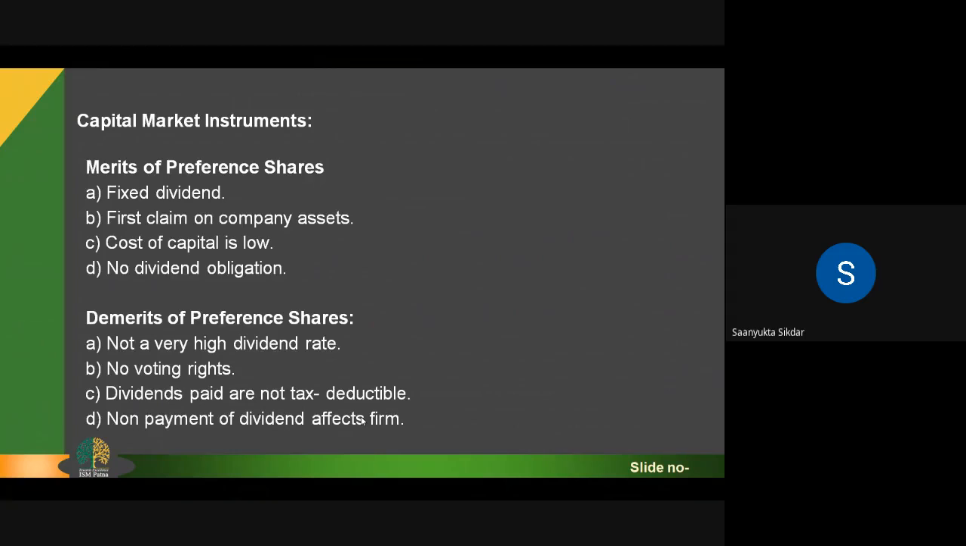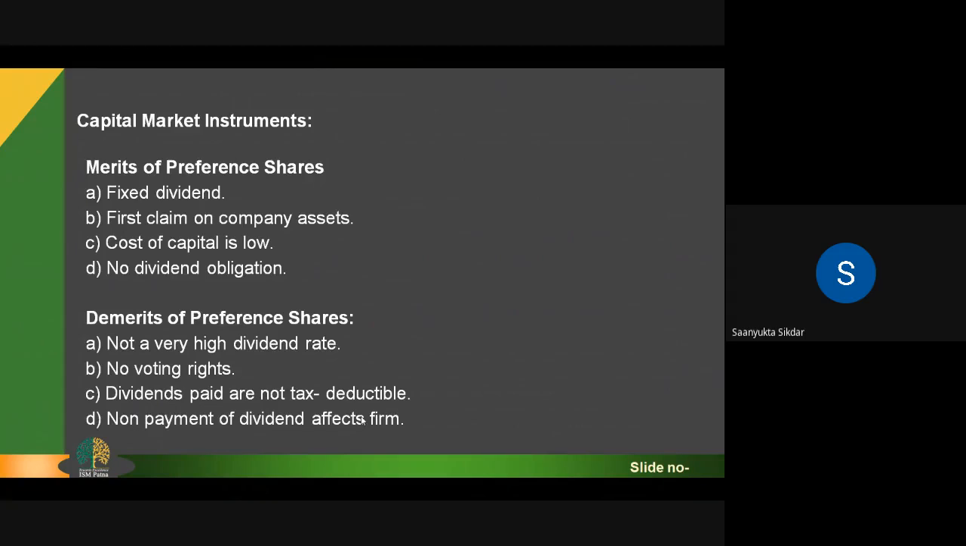Cumulative means that if the company is going into loss, it may not pay any dividends, but whenever it starts generating profit, all those previous dividends should be made up and issued by the company to the preference shareholders as well.